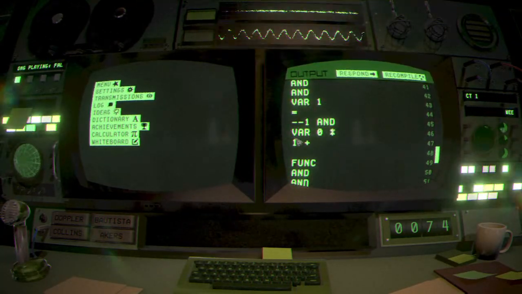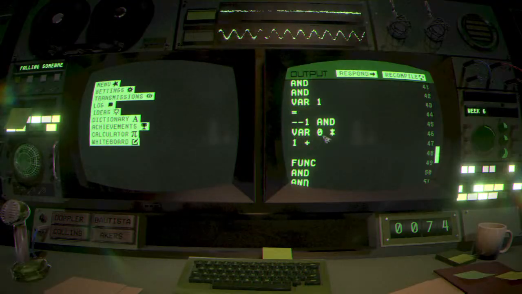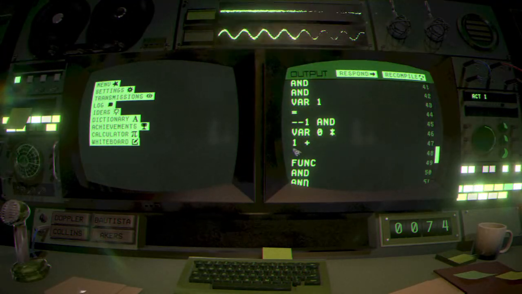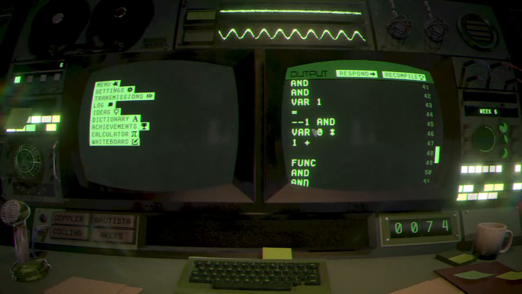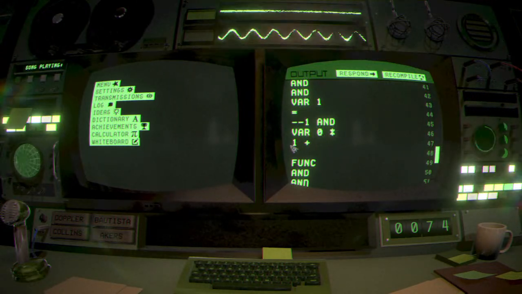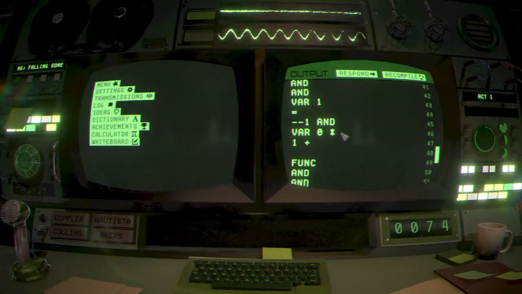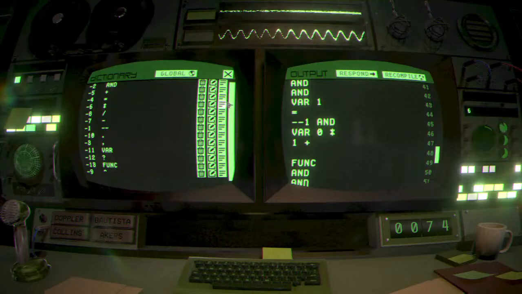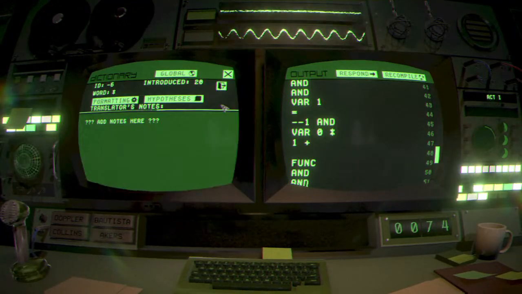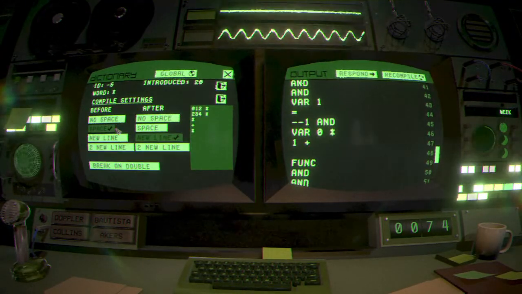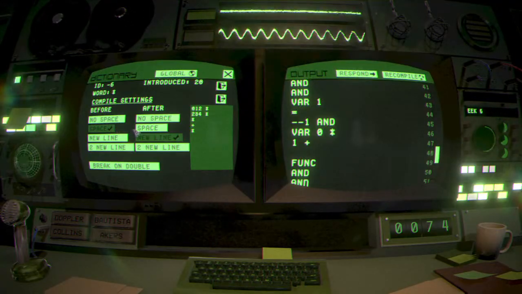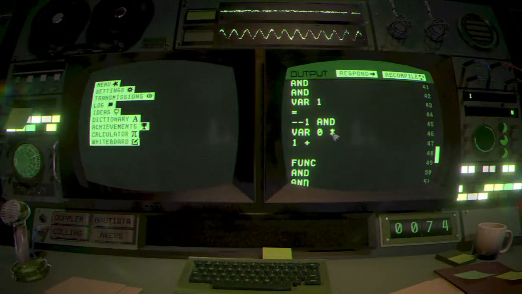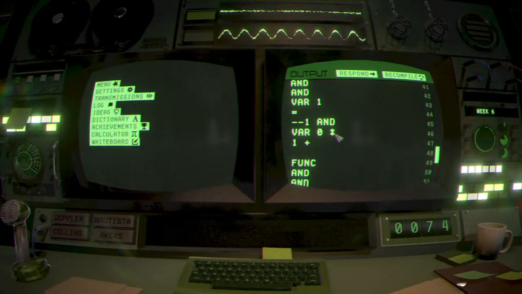Variable 1 equals -1, and variable 0 times 1. What? Variable 0? Let's go and check the formatting of multiplying. After a variable, it doesn't do new line.